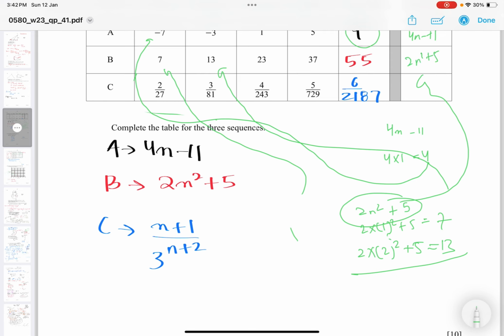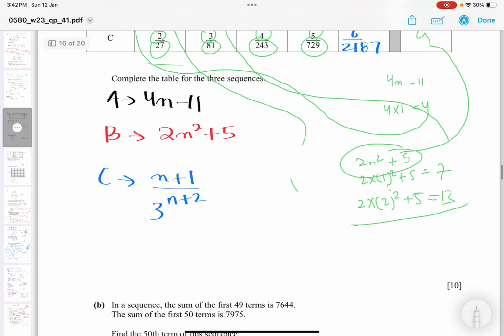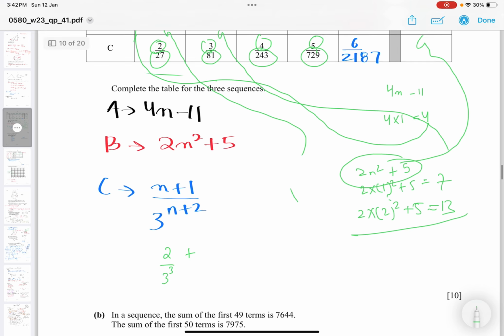For the last one, it is 2, 3, 4, 5, and 27, 81, 243, 729. As I can see, it is 2 upon 3 cube, the next term is 3 upon 3 to the power 4, 4 upon 3 to the power 5, 5 upon 3 to the power 6. So the next one would be 6 upon 3 to the power 7, that is 2187.